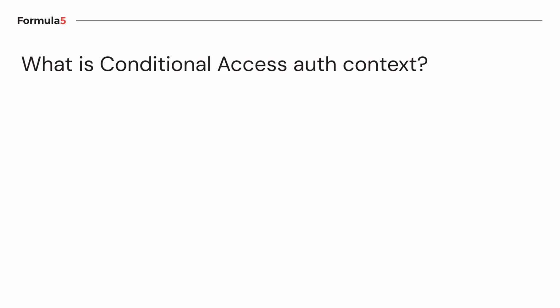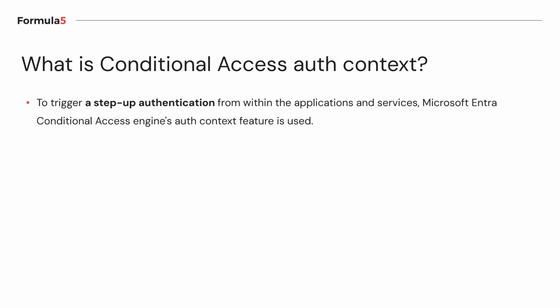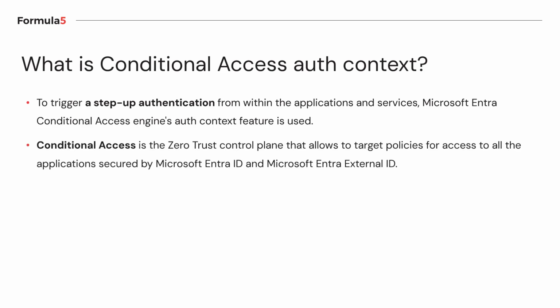So now the next question is, what is conditional access auth context? To trigger a step-up authentication from within the applications and services, Microsoft Entra Conditional Access Engine's auth context feature is used. Conditional access is the zero trust control plane that allows to target policies for access to all the applications secured by Microsoft Entra ID and Microsoft Entra External ID.